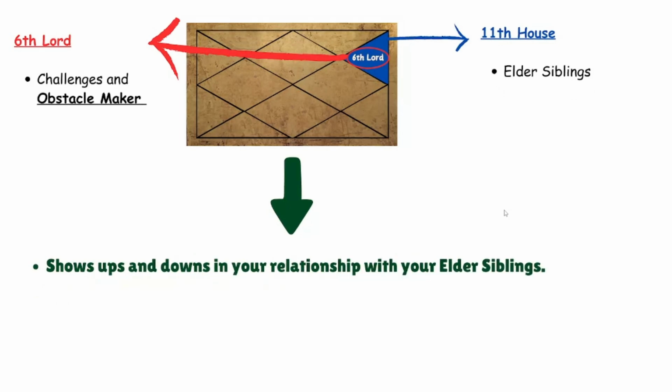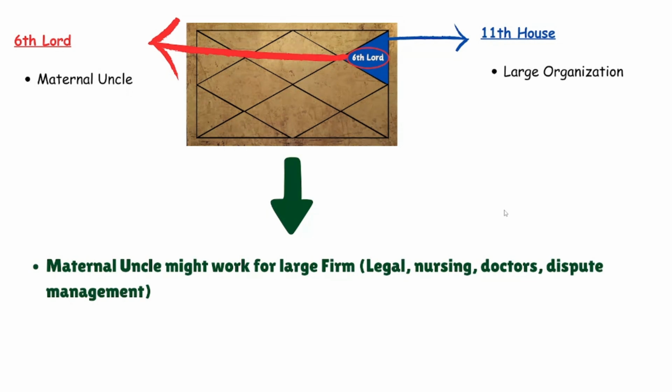Sixth lord is an obstacle maker. It brings challenges. Now this obstacle maker went and sat in the 11th house, the house of elder siblings. So there is a possibility that the relationship that you have with elder siblings will have ups and downs. It won't be a smooth ride. Sixth lord shows maternal uncle, and 11th house is the house of large organization. So it is possible that your maternal uncle might work for some large firm. Now it can be anything: legal, nursing, doctors, dispute management.